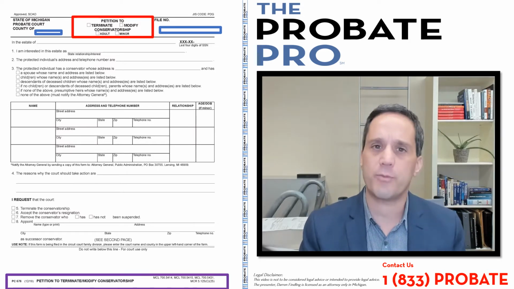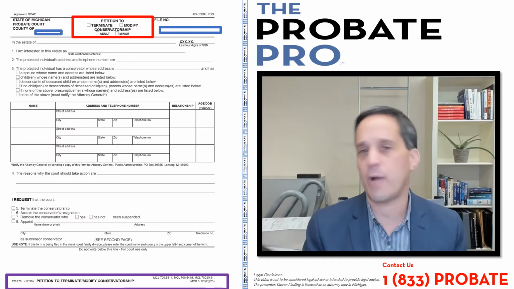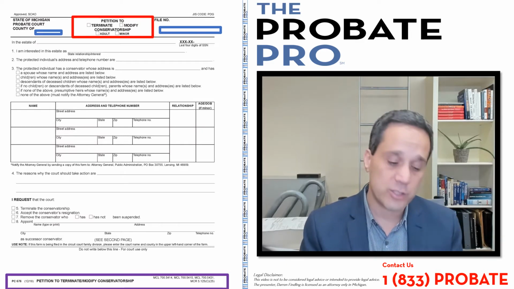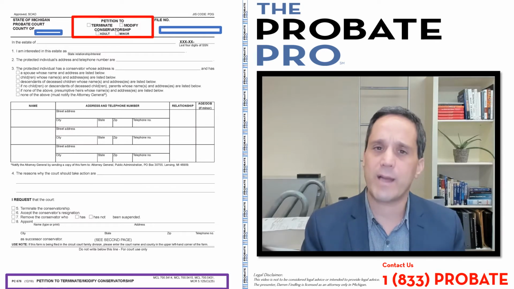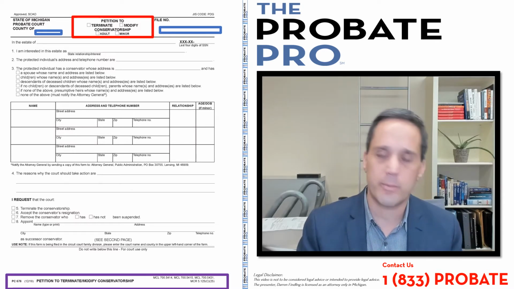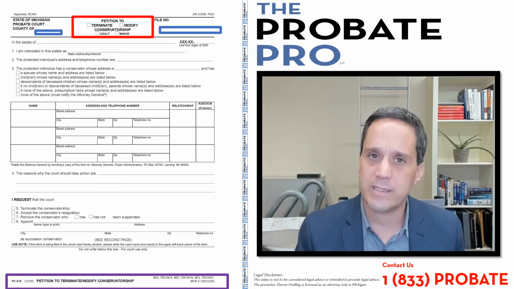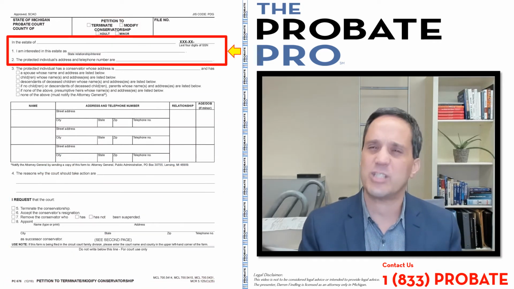So let's walk our way through the form. Top left corner is the county in which the probate matter, the conservatorship, is pending. Top right corner is the case number. And again, that rectangle at the top is identifying whether you're terminating or modifying, or whether it's an adult or a minor. The next section is pretty intuitive.